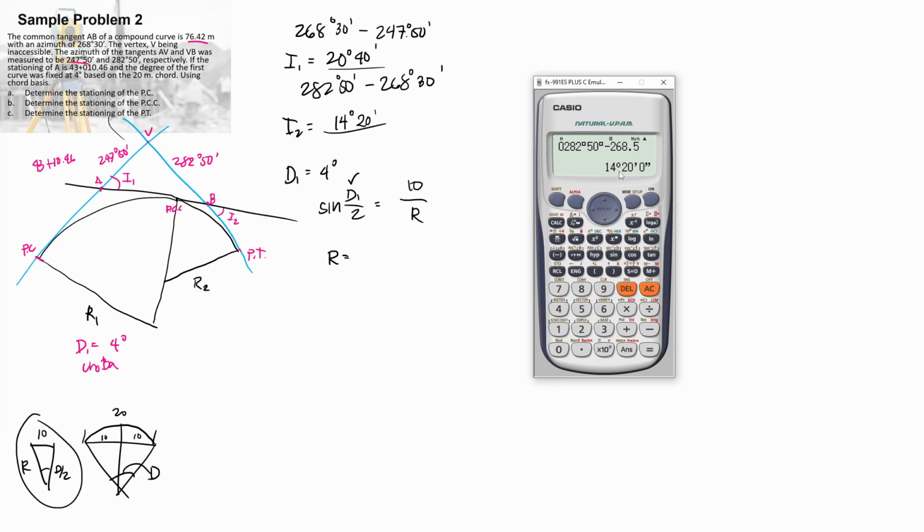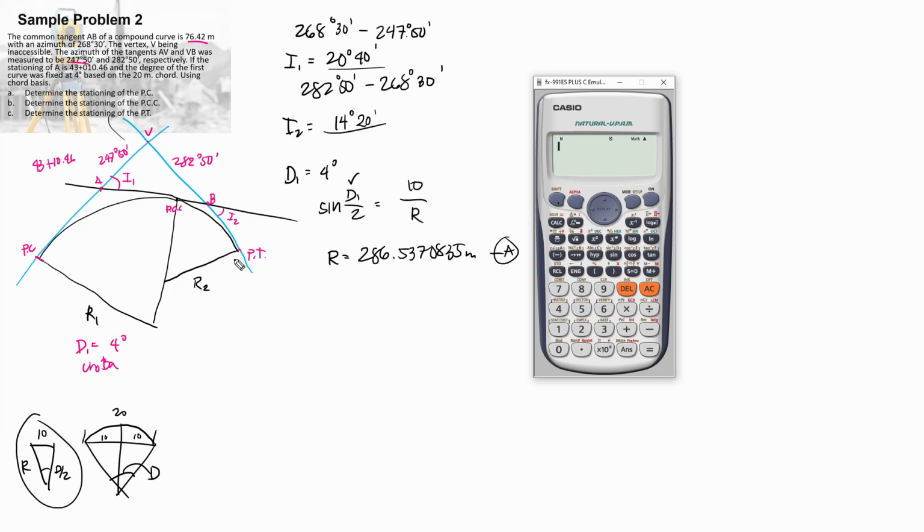So we have sine, that is 2 degrees na lang kasi 4 divided by 2, 2 degrees equal to 10 divided by yung unknown R. So solve natin yan. So 286.5370835 meters. So, store ko kay A. Store A. So, yun na. Meron tayong radius doon.